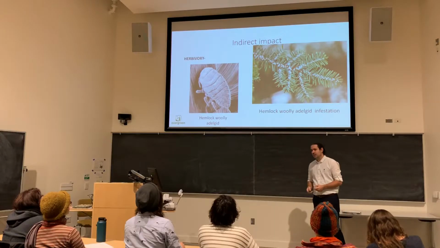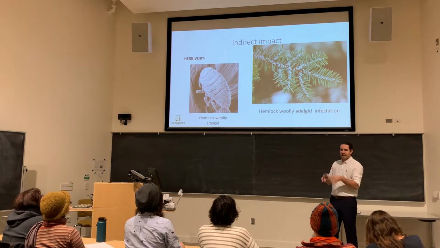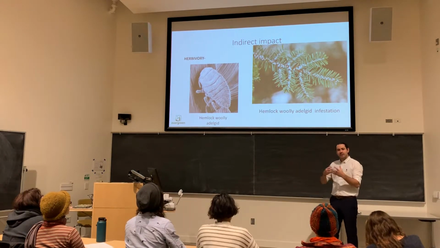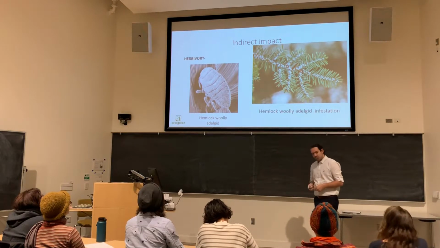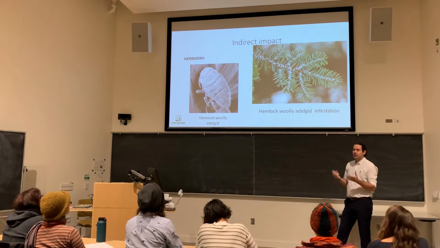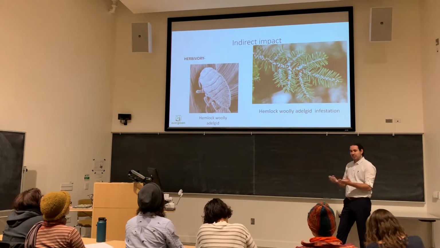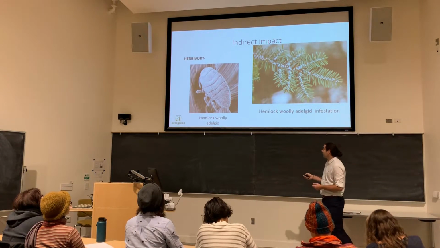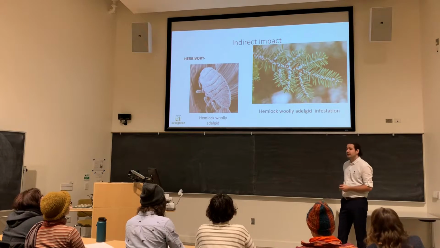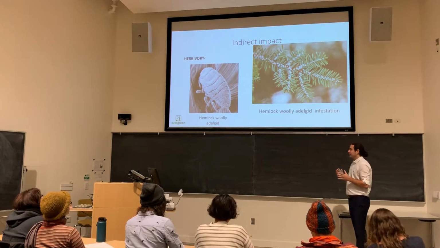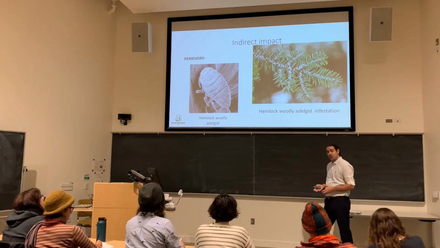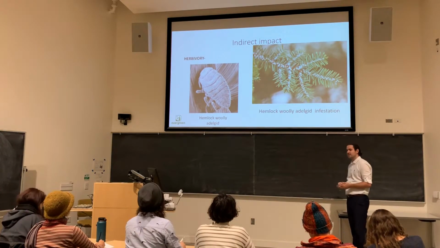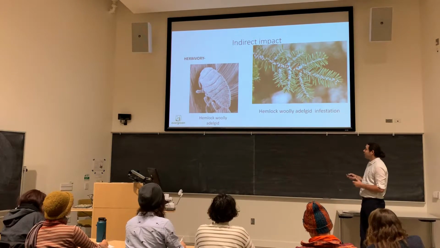Okay, so now moving on from direct predation, we're talking about different types of impacts, different effects. Talking about herbivory, so organisms that affect plants. Here we have the hemlock woolly adelgid. It's been negatively affecting hemlocks, especially in the eastern US. And why is this an indirect impact?